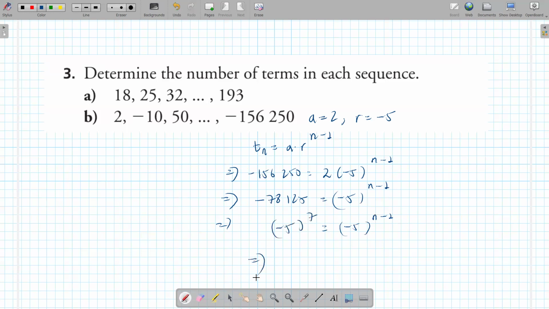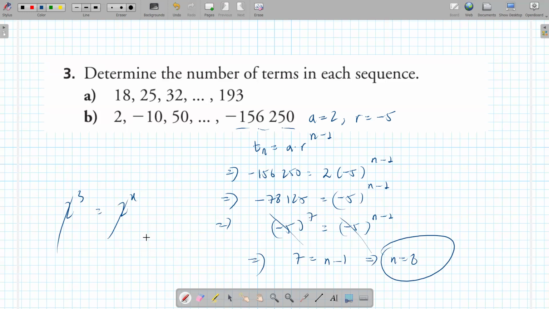Now what? If they have the same base, you're allowed to cancel them out, yeah? Like if you have 2 cubed as 2 to the power of x, x would be 3. Same idea here. This base and this base cancel out. 7 is n minus 1, therefore n is 8. That's your 8th term. There are 8 terms in this sequence. That makes sense? So the log didn't work here because of the negative number.